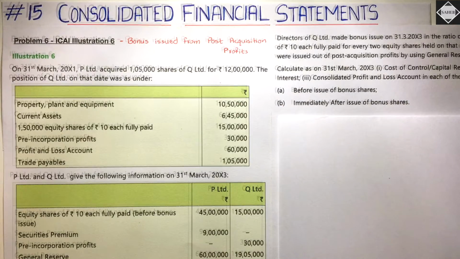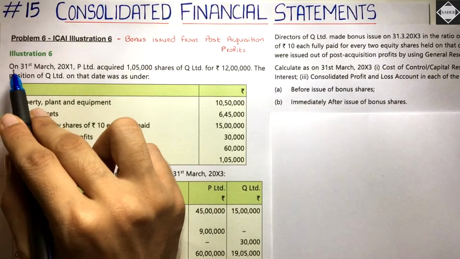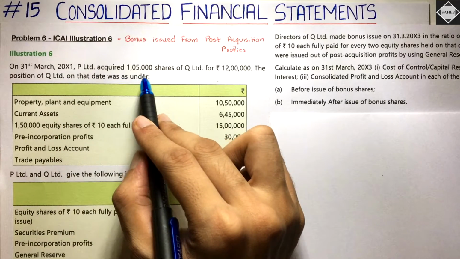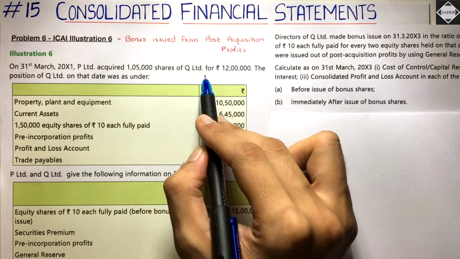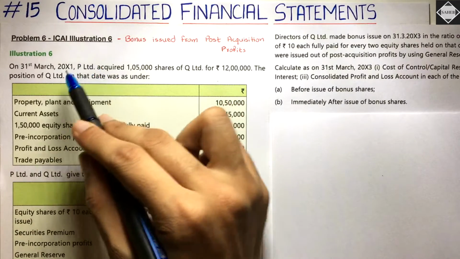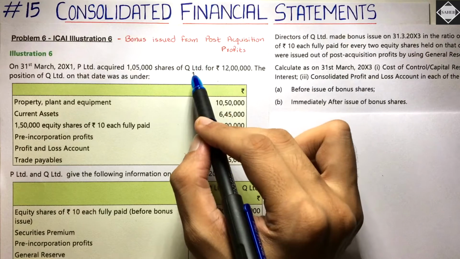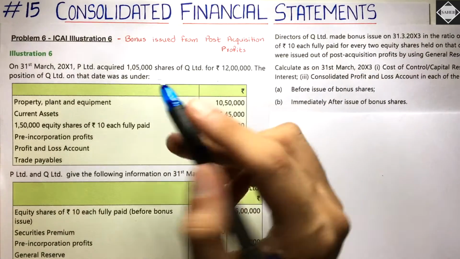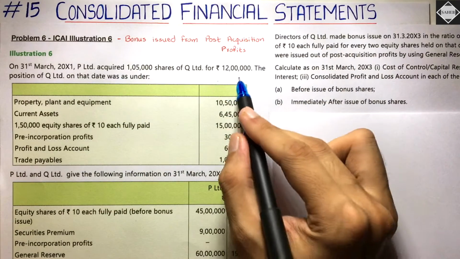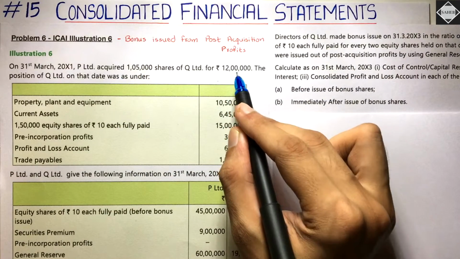Okay, so let's begin. Now see here, let's read the question once. On 31st March 2021, P Limited acquired 1,05,000 shares of Q Limited for 12 lakhs. So with this we can understand P Limited is the holding company and Q Limited is the subsidiary company. And how many shares did the holding company acquire? 1,05,000 shares. For how much? For 12 lakhs. Fine. So this is the purchase consideration.